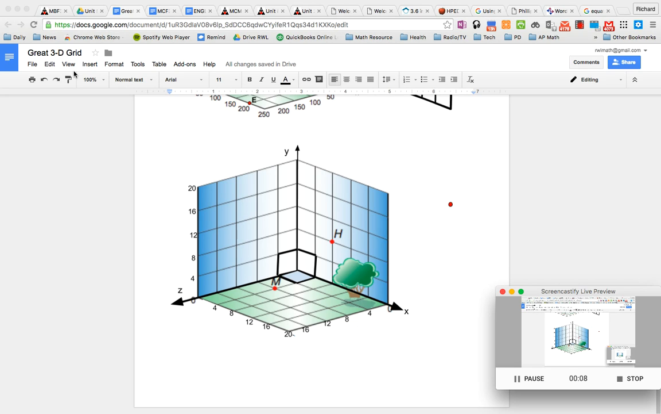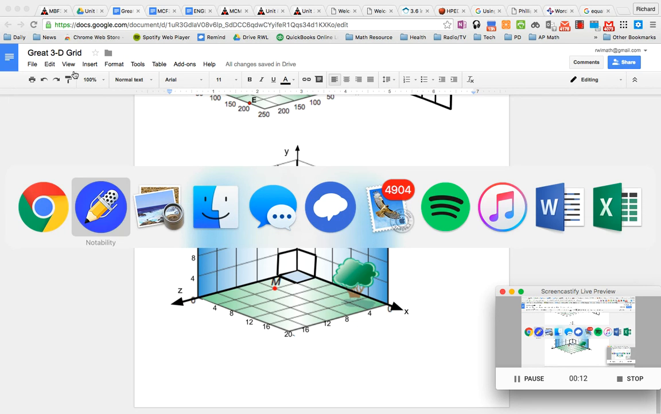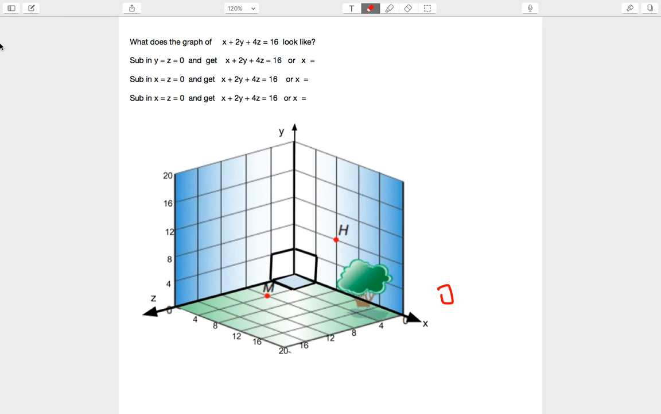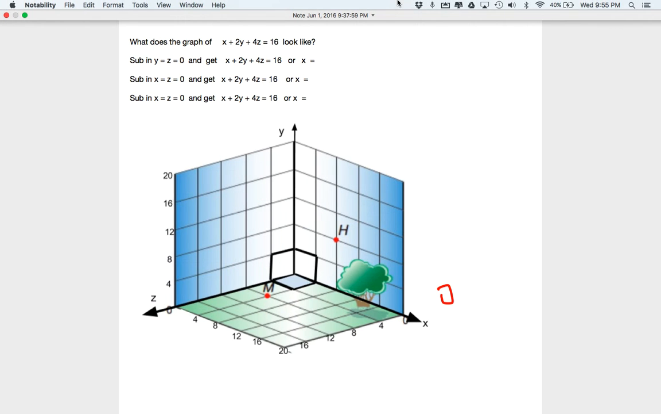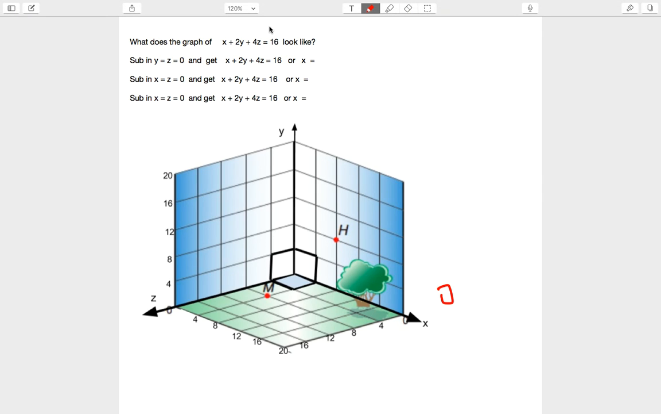I'm doing a screencast right now on equations of planes, and I just need to go over to the correct window, which is right there on Notability. We are still recording, I believe. Good. Yep, we are. And the first thing I want to do, folks, is look at this equation right here.